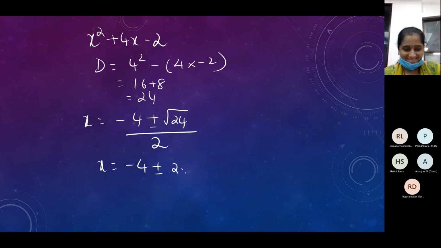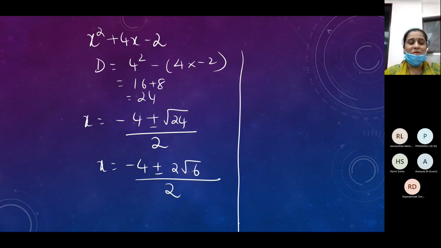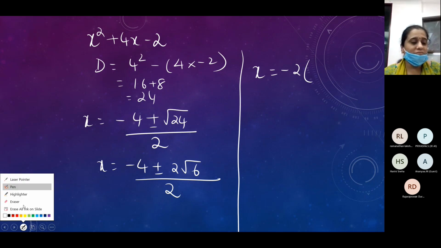Root 6 by 2. Mental glitch. Okay, so minus 2 is common. Oh no, one minute.